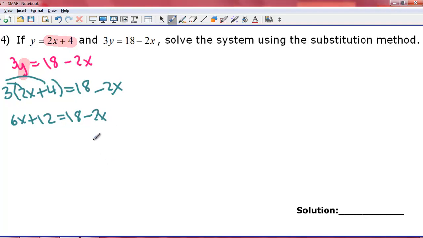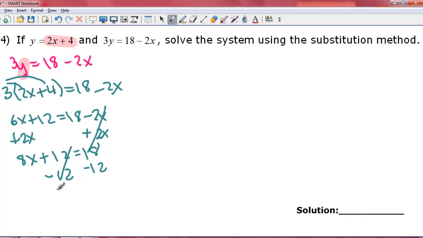We want to move all of our x's onto one side of the equation, so we'll move it by adding a plus 2x to both sides, and that shifts the values over. 8x plus 12 equals 18. Subtract 8 from both sides. Excuse me, subtract 12. I was looking at that 18. Okay, so 8x is equal to 6. Divide by 8.